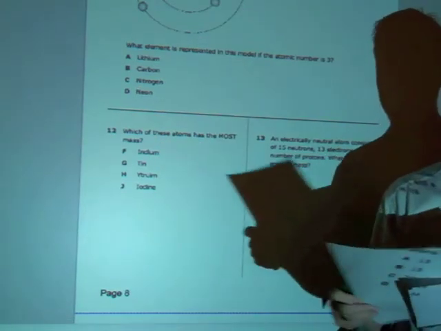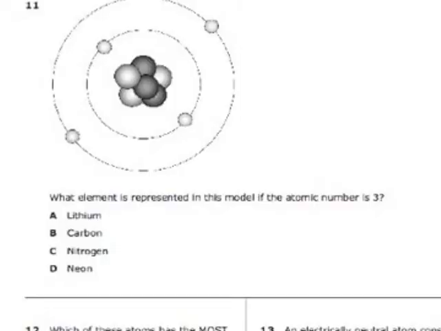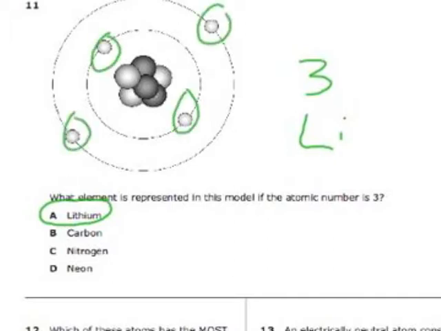Okay, number 11. What element is represented in this model if the atomic number is 3? So we're dealing with 3. Okay, so look on our periodic table. All we had to do was look at 3. What do we got? Lithium, Li. Now, I had a question come up, and they asked me on the test when they were taking it, they said, well, there's a problem, Mr. Hayes, because the atomic number is 3, but it has 4 electrons. Okay, so what happened to that atom if it has 4 electrons?